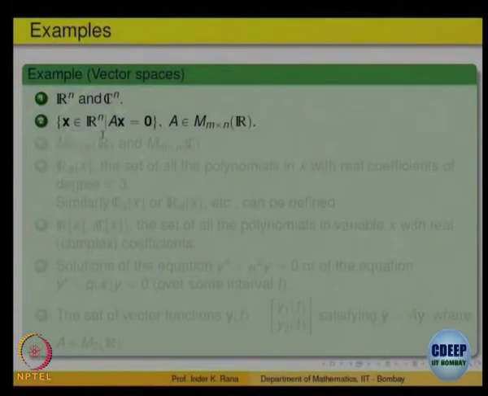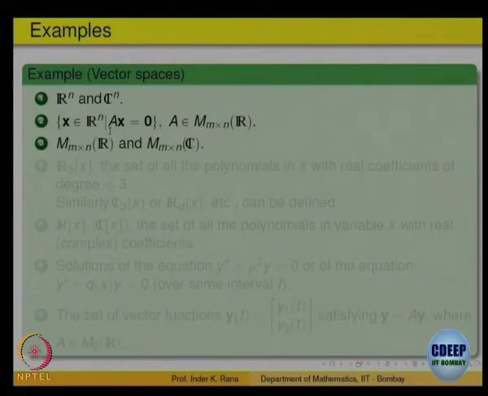We also studied the null space of a matrix A. Given a matrix, look at the null space, that is Ax equal to 0, all solutions. We saw that this forms a subspace of Rn, which is a vector space in itself.